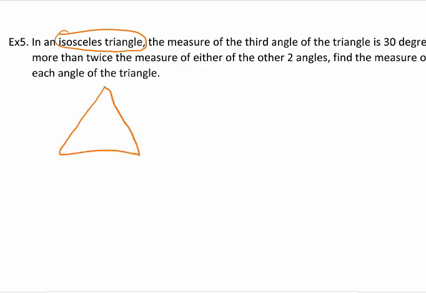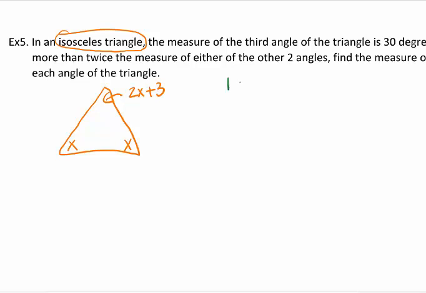If it helps, you can draw out your angles. But this again, before I even go any further, means I have two angles that are the same. Okay, so I'm going to call them x and x. And then it tells me that the measure of the third angle is 30 degrees more than twice the other two angles. So remember, more than means take it away at the end. So this means 2x plus 3. Stop and reread it again to make sure you understand that.